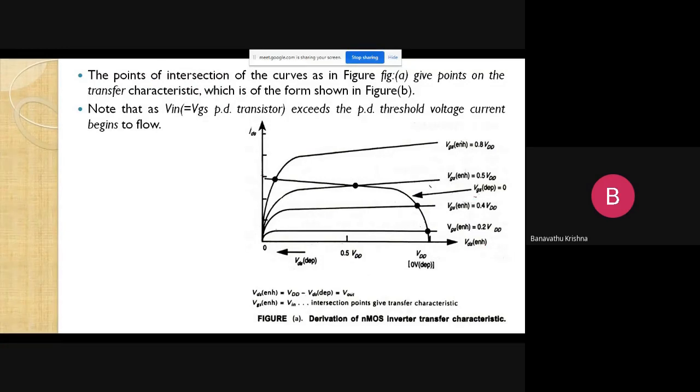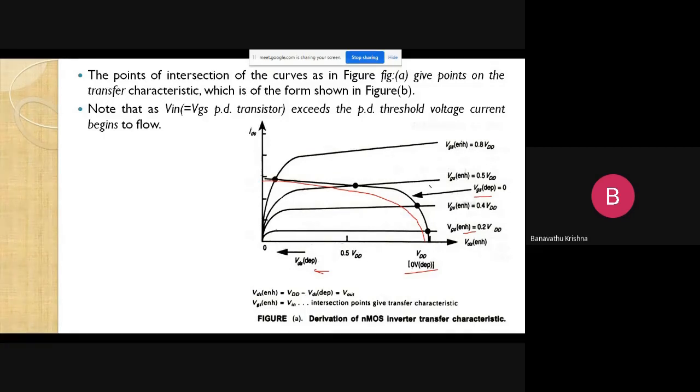So at VGS is 0, this is the curve formation of this depletion mode transistor. Whereas for the enhancement mode, VGS is 0.2 VDD, 0.4 VDD, 0.5 VDD, and 0.8 VDD. So here VDS is going on increasing from 0 onwards, and VDS in the depletion mode is going to be decreasing, right?